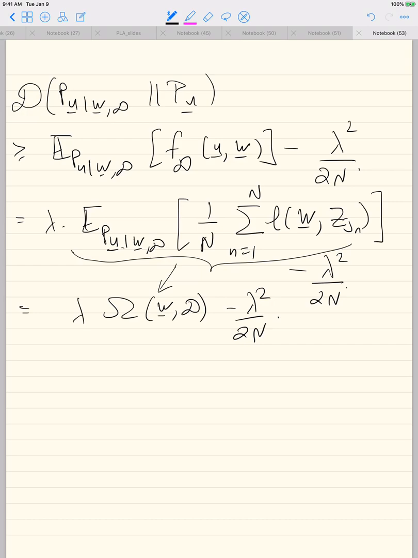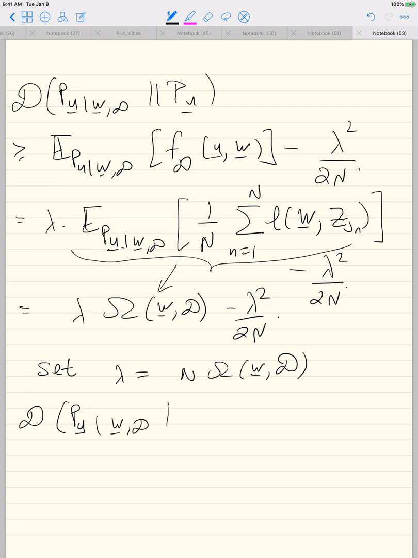And since omega, lambda is a free parameter, we can set lambda to be n omega of W and D. So what we get is P of u given W and D and Pu is greater than n omega squared W and D over 2. This is now the same sort of calculation that was done in the Rousseau-Zhu bound. We got some function lower bound in terms of the parameter lambda, and then they optimize over lambda.